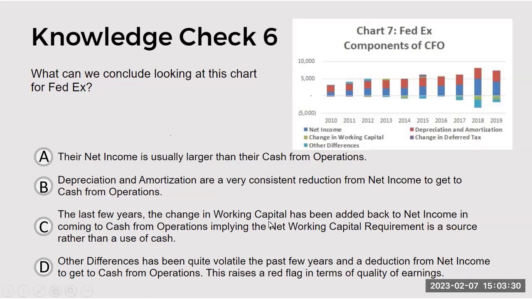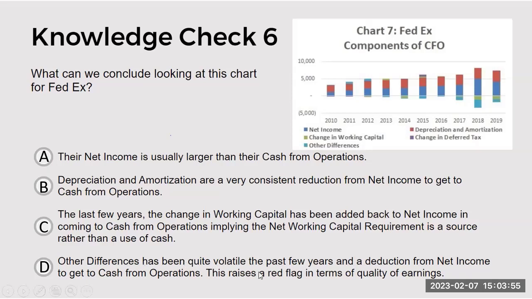The last few years, the change in working capital has been added back. Let's see if that's true. Where is this green? Subtraction, added, subtraction, subtraction. No, it's actually been deducted. Implied net working capital is the source. So if it's below the line, it's a cash outflow. So it means it's a reduction. So C doesn't look good.